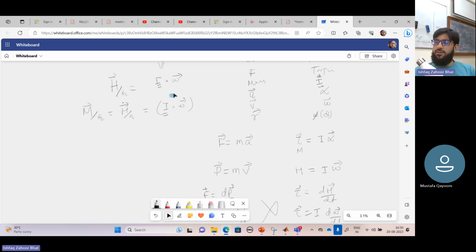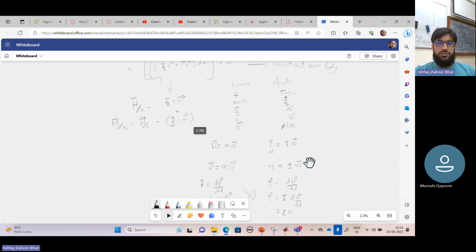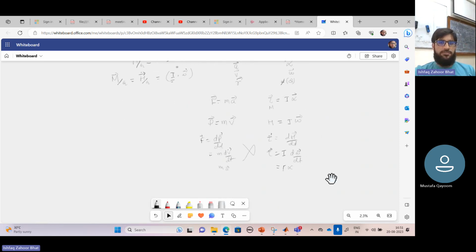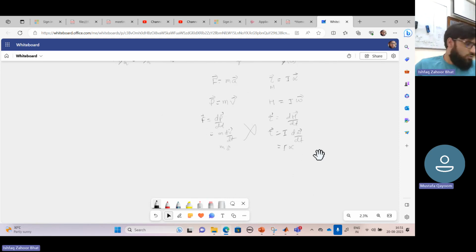Why? The reason is this: the angular momentum vector is not in the direction of omega. It is some rotated version of omega. And what causes the rotation? That is this inertia tensor. Depending upon what the matrix for the inertia is, the omega will be shifted. So this is a very important point which you should keep in your mind.